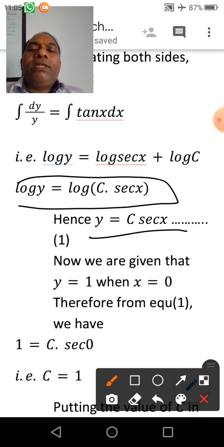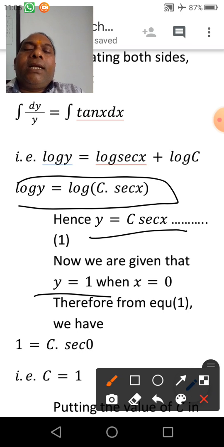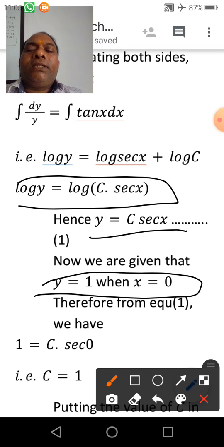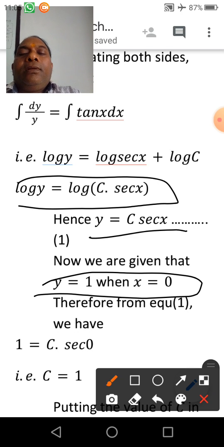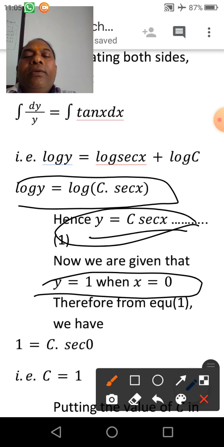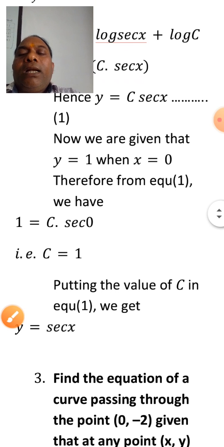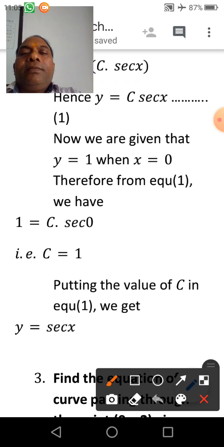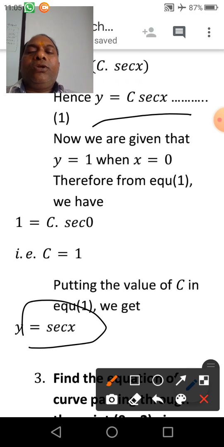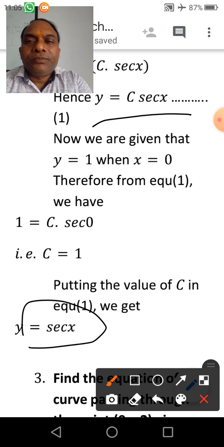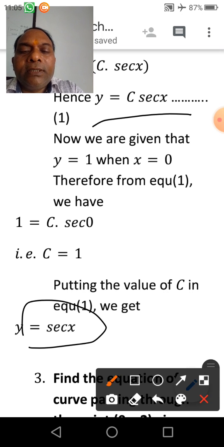Now use the given condition. The condition is y is equal to 1 when x is equal to 0. So put y is equal to 1 and x is equal to 0 here, then you can find the value of c. So c is equal to 1, and now put the value of c in equation 1. So y is equal to sec x is the solution of the given differential equation. Clear, students? See the next question.